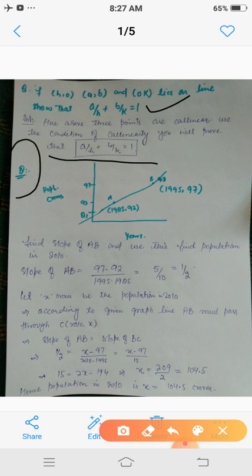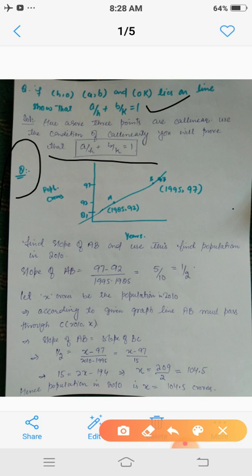Now here we have a graph. In this graph, the y-axis represents the population of a particular community or area in crores, while the x-axis represents the year. Here we have a population graph. This point A on the graph means that in the year 1985, the population is 92 crores, while B represents the point which means that the population in 1995 is 97 crores.